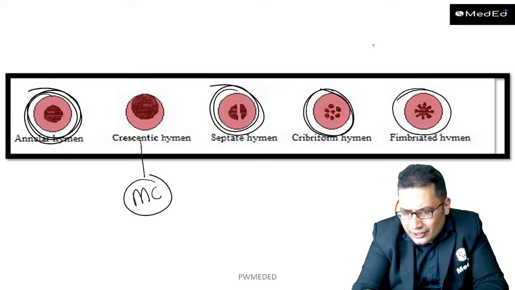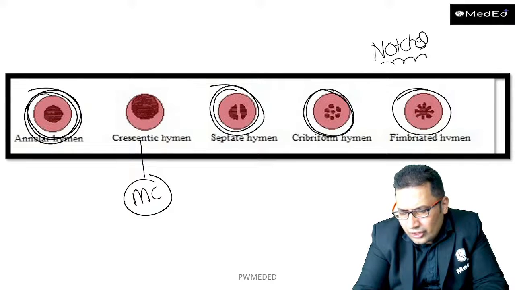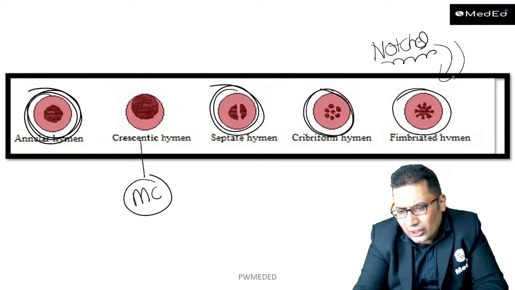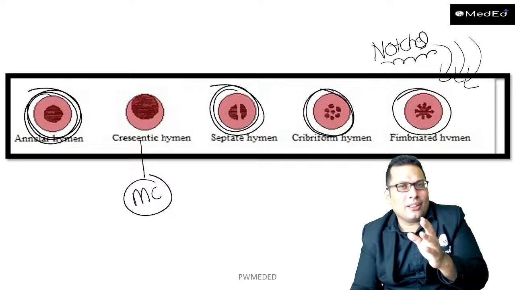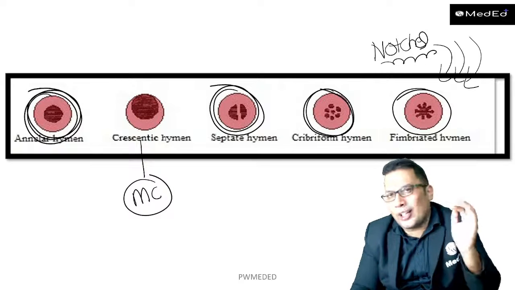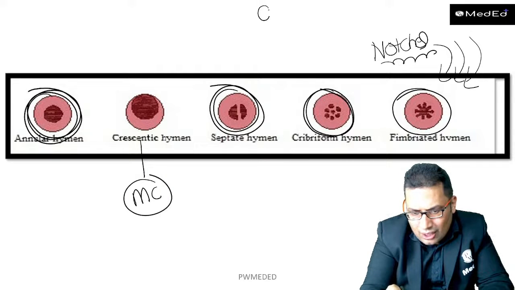When you see multiple openings, that is known as cribriform hymen. When you see notches, that is known as fimbriated hymen. Fimbriated hymen resembles a torn hymen or an artificial tear.